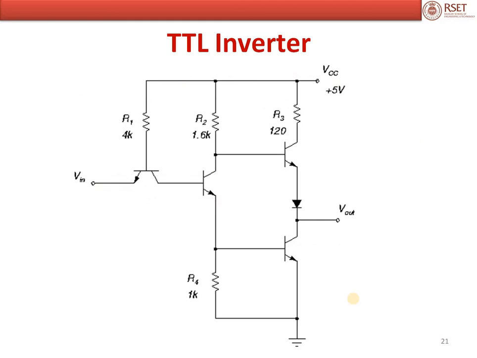The next one is the TTL as a NOT gate or as an inverter, and its working principle and the circuit are the same as those of the TTL totem pole arrangement. Here we have only one input Vin that will give an output Vout, but the Vout is the inverted version of Vin.